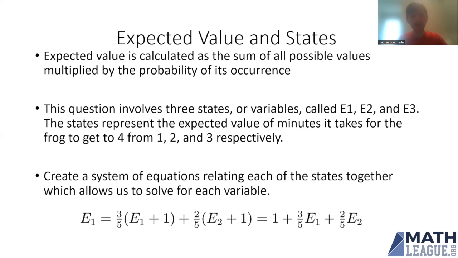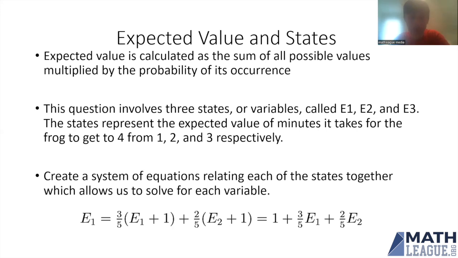I wrote the first equation below, relating E1 in terms of the other variables. E1 represents the expected number of minutes it takes to get to 4 if you start from 1. Let's consider the 2 events that could happen. With 60% probability, or 3 over 5, we jump to the left. However, if we jump to the left, we go to 0, and that sends us right back to 1. So after we jump left, it's still going to take an expected E1 minutes to get to 4. However, we have a plus 1 in this term, because it took us 1 jump to get there. We already jumped left, and we have to account for that.